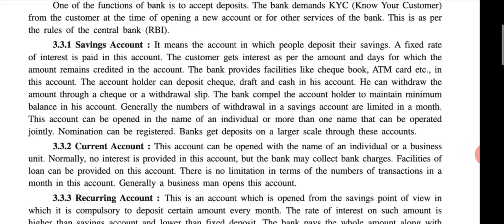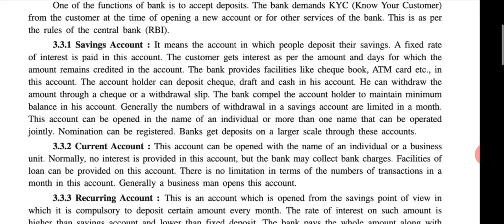The bank provides facility like check, ATM, etc. This is the type of account in which the people deposit their saving and a fixed interest rate is paid in this account to the customer, and also provides other facilities like checkbook, ATM card, etc. Mostly, normal public have saving accounts and fixed deposit, and businessmen and traders have a current account.